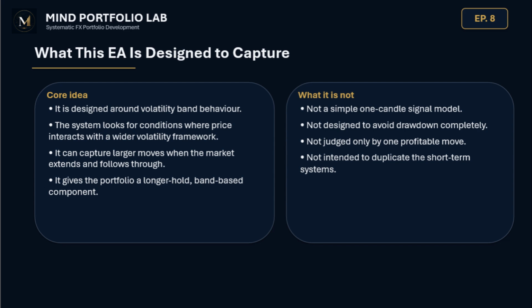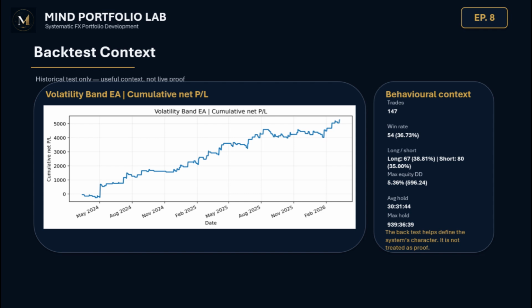This is why I do not judge it trade by trade. A single winner does not prove the system. A single loss does not mean it is broken. The better question is whether, over time, the system still behaves in a way that matches its role. The uploaded backtest gives useful context, but I am not treating it as proof. In the uploaded test, the EA has 147 trades. The win rate is 36.73%. The average holding time is around 30 hours 31 minutes and 44 seconds, and the maximum holding time is around 939 hours. That tells me a lot about the character of the system.